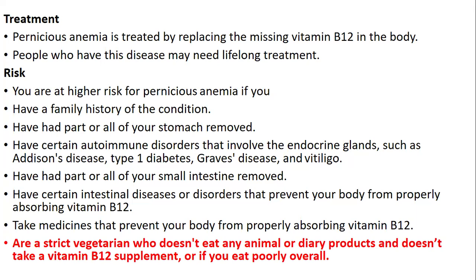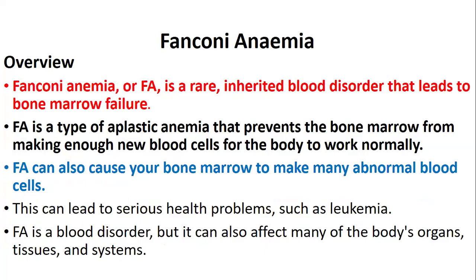Amongst the people that are at risk are those that have a family history of this condition, and those that have other conditions such as autoimmune disorders, type 1 diabetes, and Graves' disease. These are among the common conditions, including strict vegans, strict vegetarians who don't eat any animal products or dairy products and don't take vitamin B12 supplements. At the end of the day, these are also at risk of developing this type of anemia.